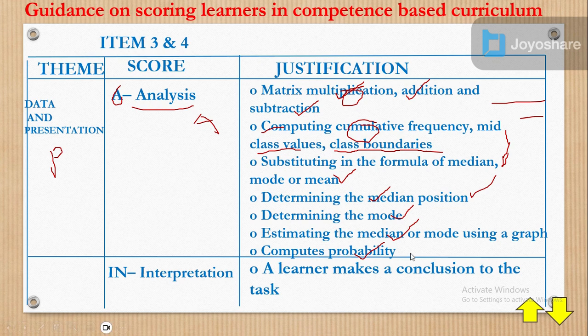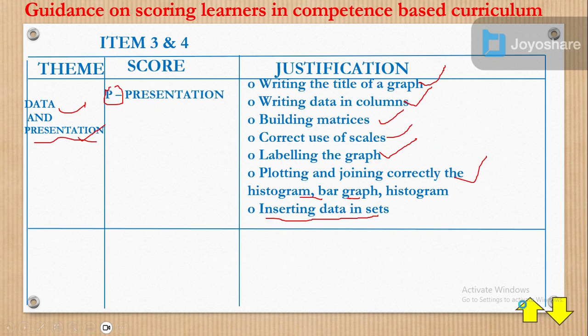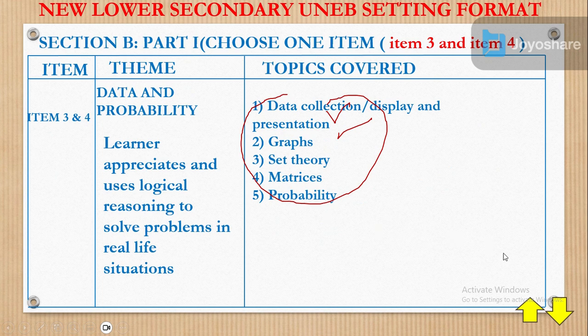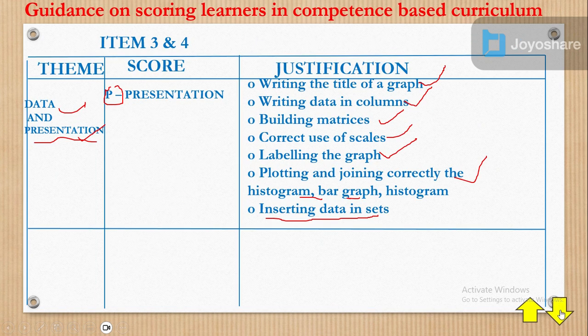Please, we have these ones here. They cater for each and every topic. We have probability in there, so it has been catered for fully.